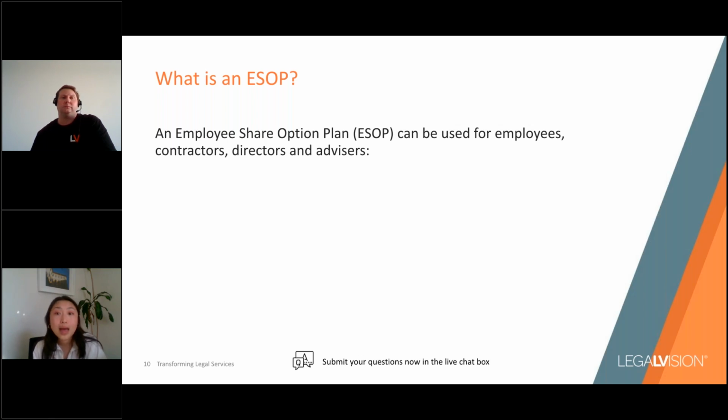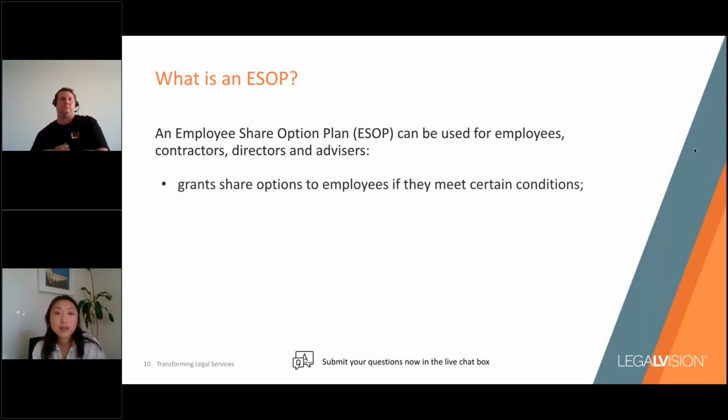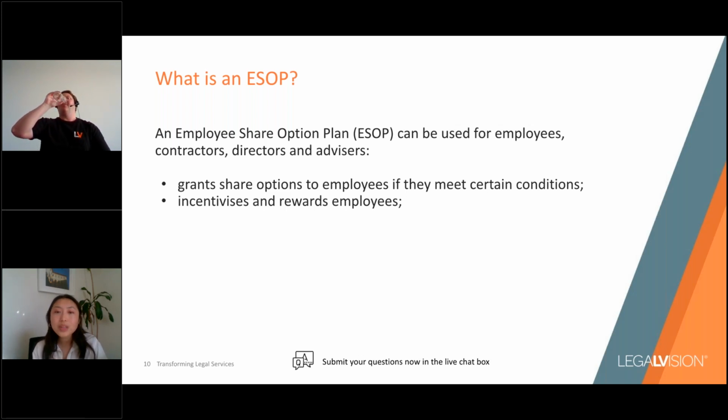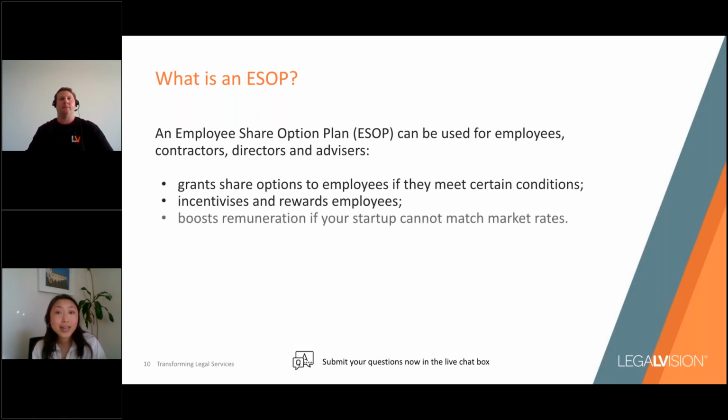So under an ESOP, a company grants options to employees which may be exercised into shares upon the employees meeting certain conditions, which can be time-based or performance-based conditions. And ESOPs are used by companies to incentivize and reward employees and to align their interests with the company's. So if the company succeeds, then the value of the employee's equity increases, and the more likely it will be that they'll receive a financial return as a result. It can also be a really useful way for startups to boost an overall remuneration package where they can't match the market rate for someone's salary.